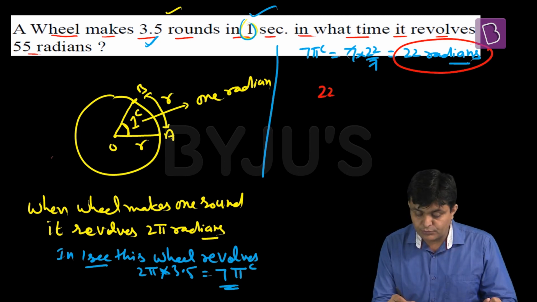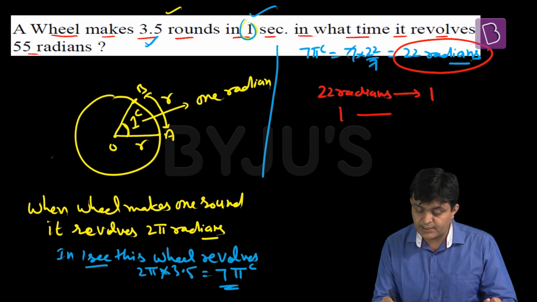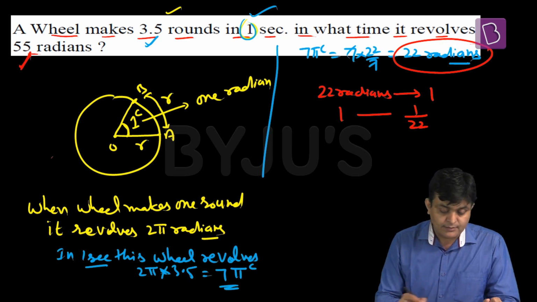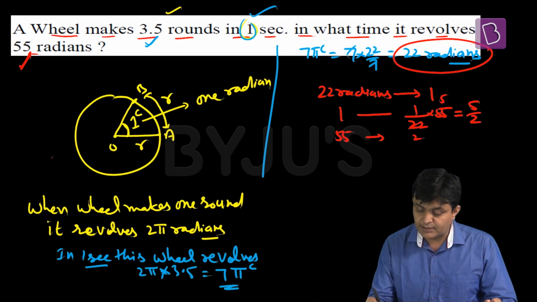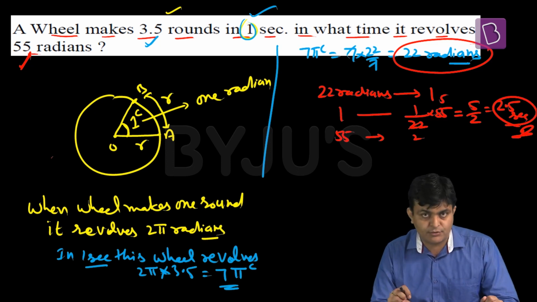Now, in 1 second, this wheel revolves 22 radians. For 22 radians, time required is 1 second. For 1 radian it is 1 by 22, and for 55 radians it is into 55. That means 5 by 2, 11 से कैंसिल करने पर it is 5, it is 2. That means 2.5 seconds is the answer for this question.